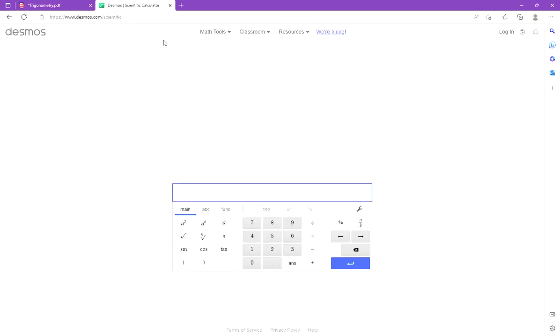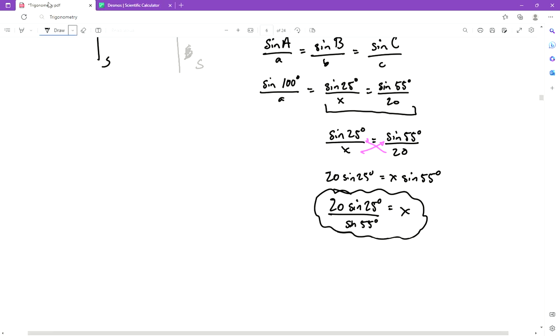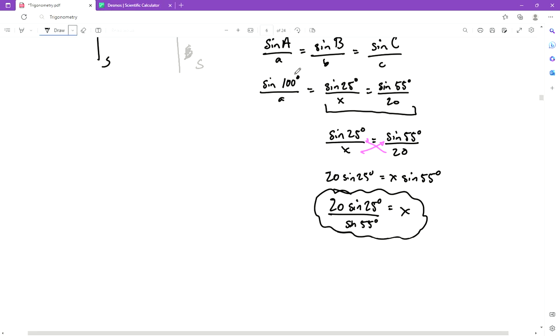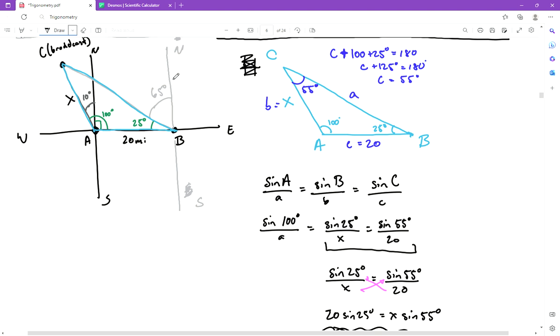So 20 sine of 25 divided by sine of 55. There we are, 10. And we'll round it to one decimal, so 10.3. So the distance is 10.3 miles. Okay, so that's that. So we got it.